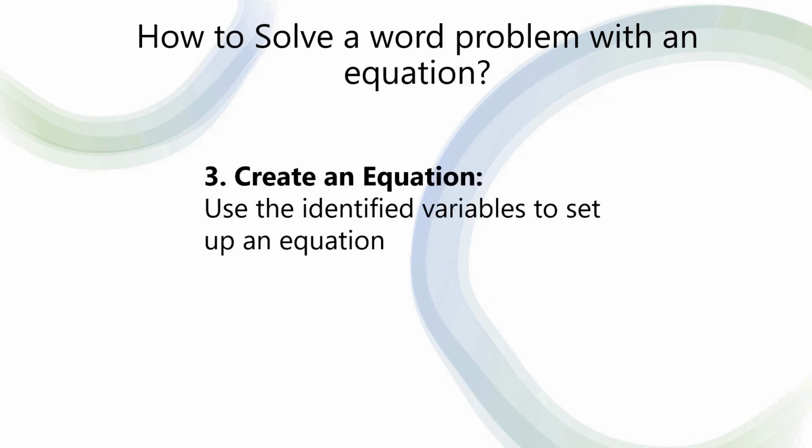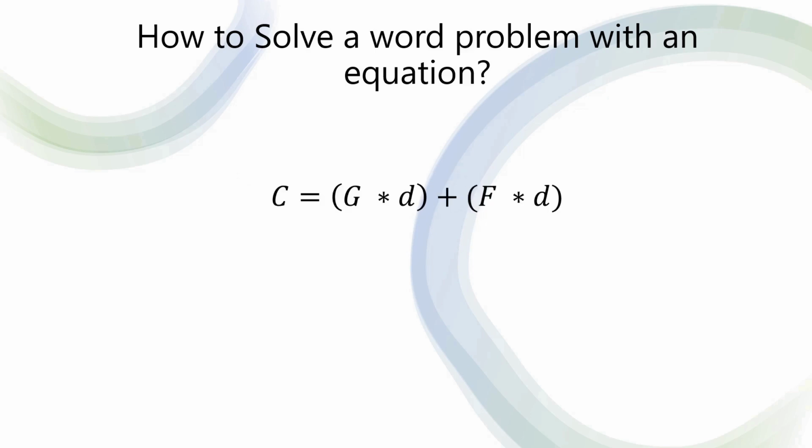Step 3. Create an equation. Use the identified variables to set up an equation. In this example, the equation for the total cost C can be expressed as C equals G multiplied by D plus F multiplied by D. Here, we multiply the daily gas cost G by the number of days D and add it to the daily food cost F multiplied by D.